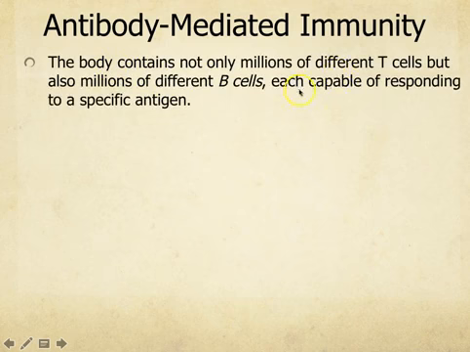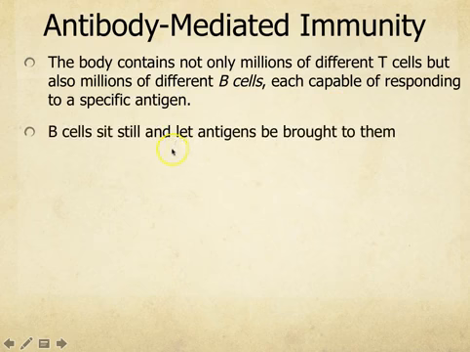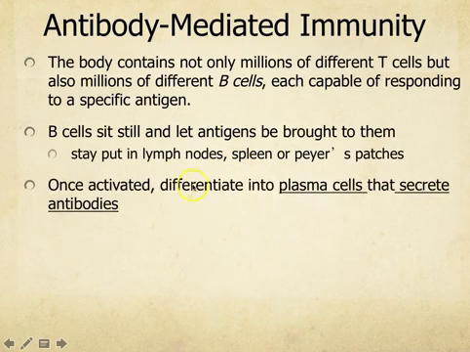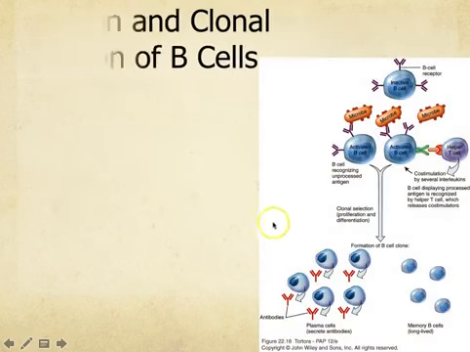Not only do we have lots of different T cells, but we have millions of different B cells. Again, each capable of responding to a very specific antigen. But unlike the T cells that go out, the B cells stay put in those lymph nodes or lymphatic nodules or the secondary lymphatic organs and allow the antigens to be brought to them. Okay. Once activated, they will differentiate into plasma cells, and it's that active form that secretes the antibodies.